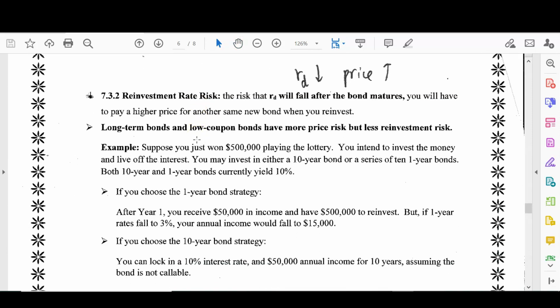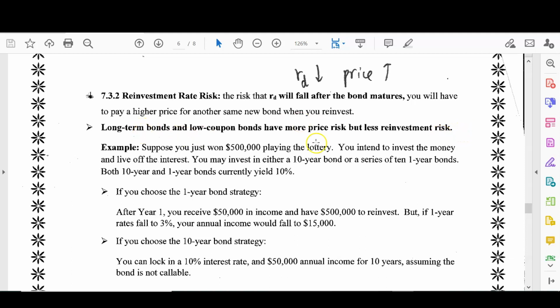The second type of risk is reinvestment rate risk. It is the risk that rates will fall after the bond matures. You will have to pay a higher price for another new bond when you reinvest. So long-term bonds and low coupon bonds have more price risk but less reinvestment risk.